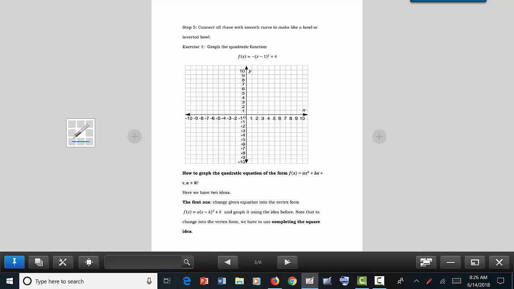Now here, first we have to find the vertex. You already learned this in the previous chapter, chapter 2, I think section 2.5. If we subtract 1, that means it will make a right shift. Subtracting from the input is a right shift. And if we add 4 on the output, that will make it go up.